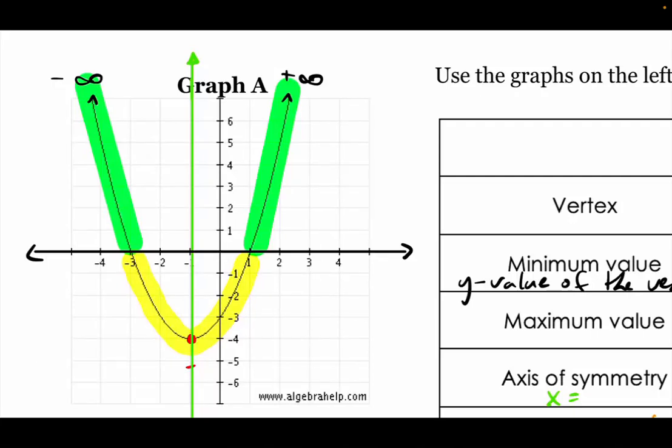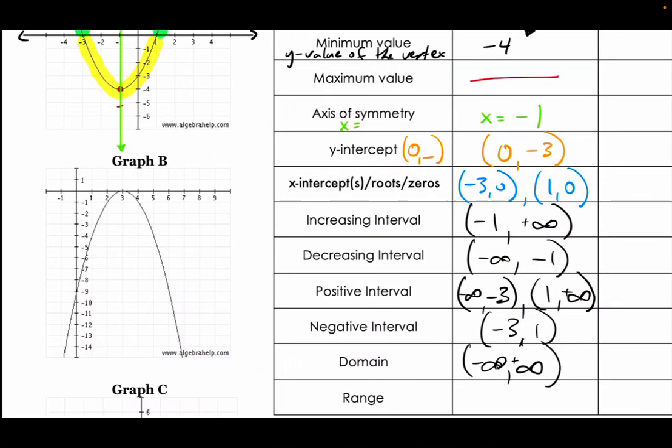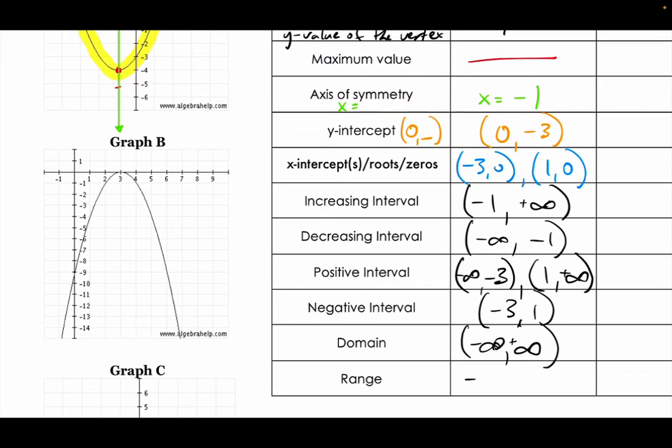Is there a bottom? Where's the bottom? What's another word for bottom? So where's the minimum? What did we say the minimum was? From -4. From -4 to positive infinity. Positive infinity means there is no top. So from -4 to positive infinity. The bottom is at -4.